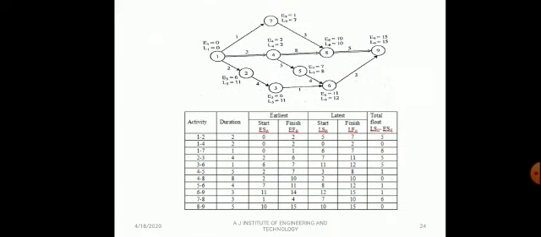Similarly, while calculating the latest finishing time, when two activities are bursting from one event, you consider the minimum of that. For example, here 15 minus 3 is 12, the latest starting time for this. 15 minus 5 is 10.